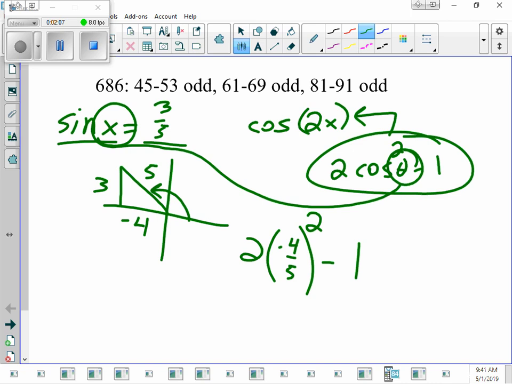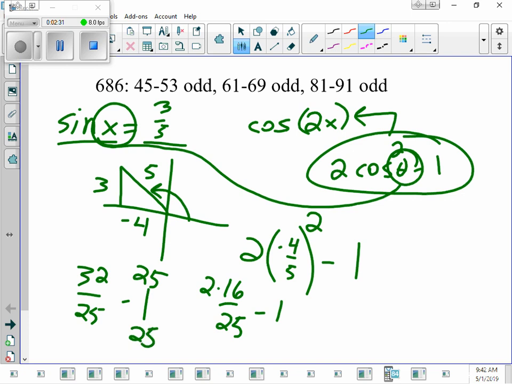Well, -4/5 squared is 16/25. So 2 times 16 over 25 minus 1. 2 times 16 is 32. So 32/25 minus 1. We need a common denominator. 1 turns into 25 over 25. So 32 minus 25 is 7/25.